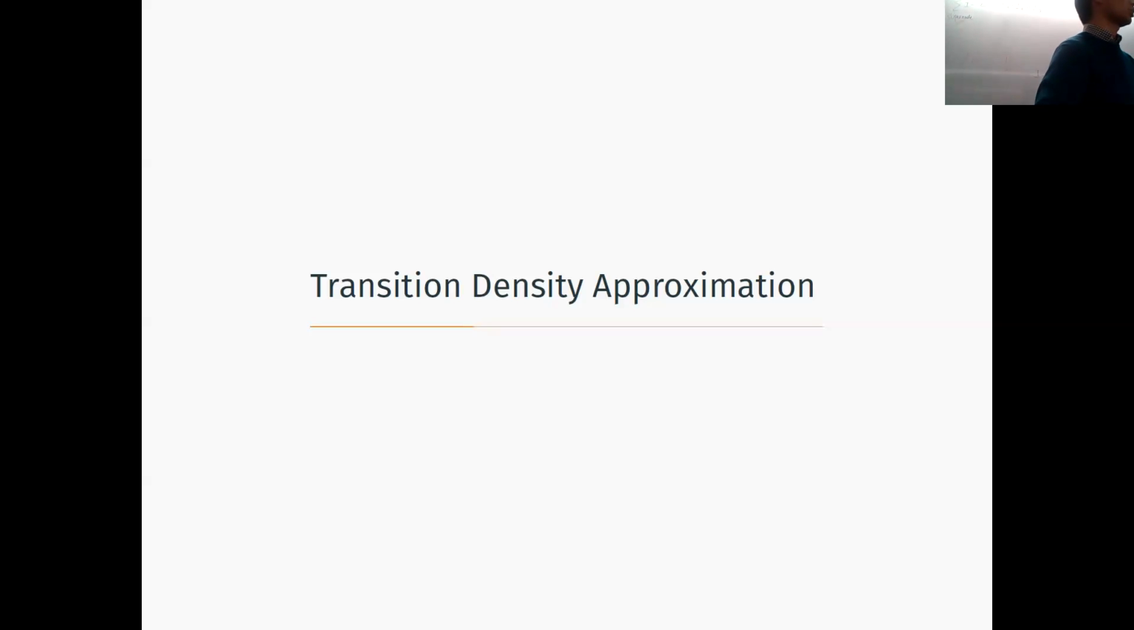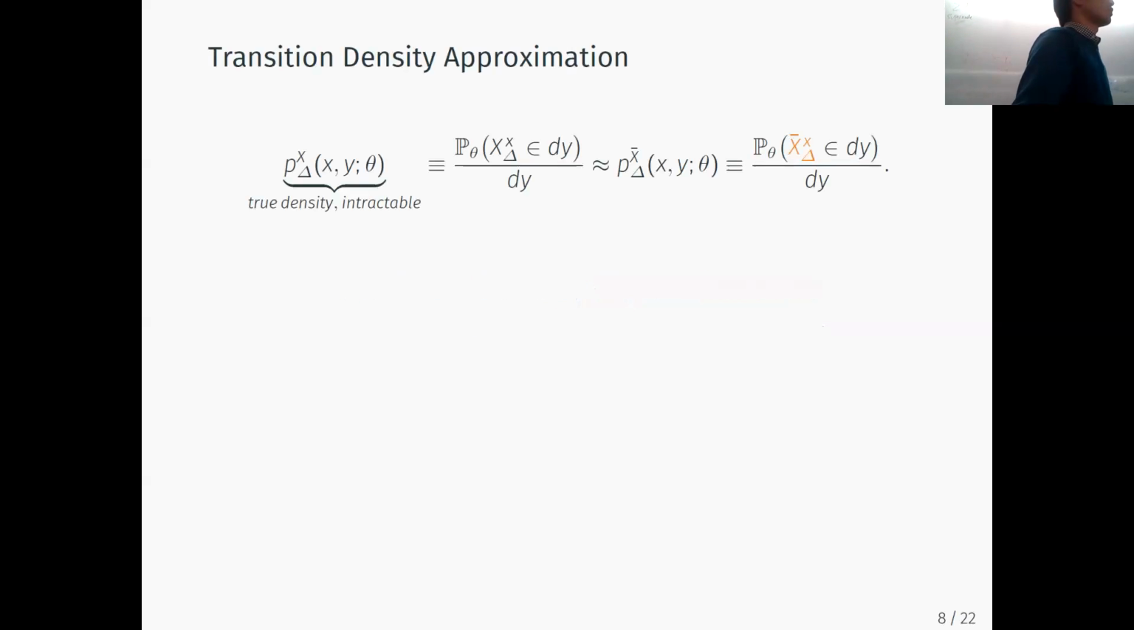So let's go to the transition density approximation. The aim here is that in the left-hand side, we have the intractable density. There exists a density, but we don't know the exact version of the left-hand side. So we try to approximate this quantity in the right-hand side. The X bar is the sampling scheme. So I will explain that. The transition density means the density from the point X to the point Y with the step size delta. This is the transition density.